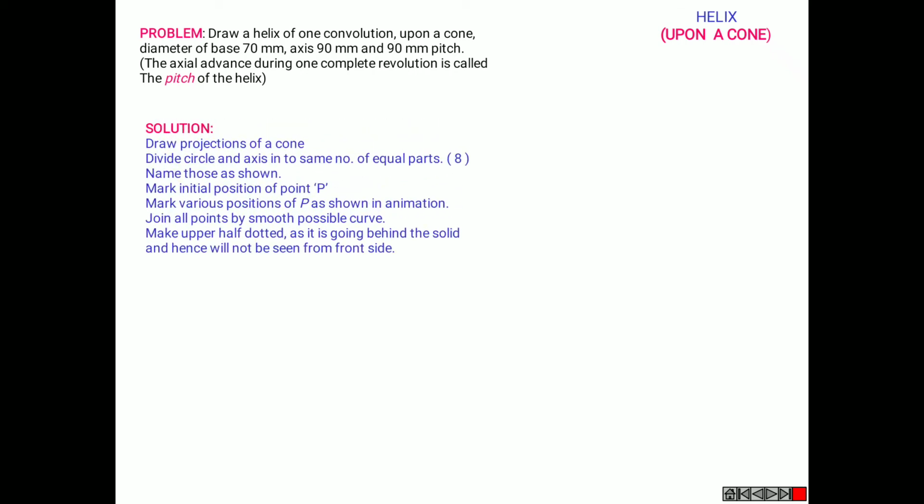Draw a helix of one convolution upon a cone with diameter of base 70 mm and axis 90 mm, nothing but 90 mm pitch. The axial advance during one complete revolution is called the pitch of the helix. From the previous one to this, the procedure is just similar, but whereas it is a cylinder, this is a cone. See the solution steps.